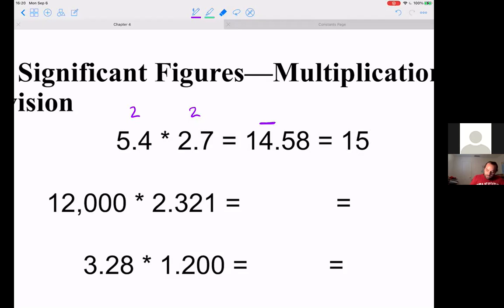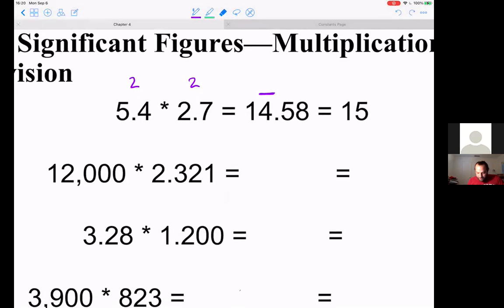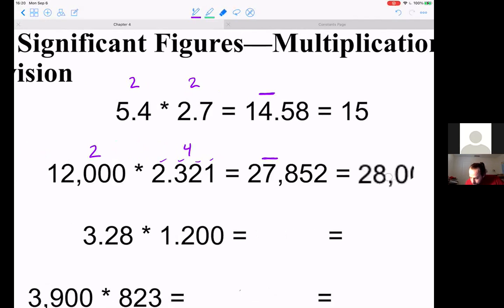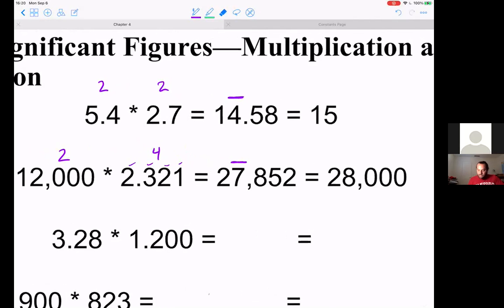Okay, going to the next example here. Again, step one, just punch it into your calculator. See what comes out the other side. All right, now you're going to go back and make sure to apply your rules for sig figs. 12,000, how many sig figs are there? Remember, I don't count those trailing zeros because there's not a decimal in that number. So this would only have 2 sig figs. Whereas this number, 1, 2, 3, 4 sig figs. So I'm going to round to this place here. So my answer is 28,000.